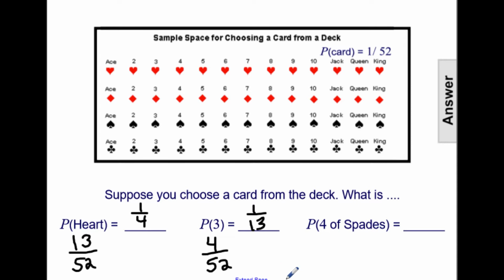Now let's look at the probability of picking the 4 of spades. There is only one 4 of spades in a deck of cards, so that would be 1 out of those 52 cards, which simplifies still to 1 over 52. So that is that probability.